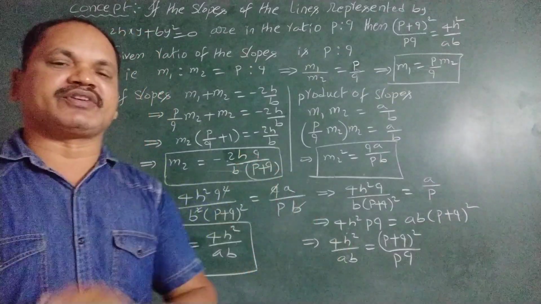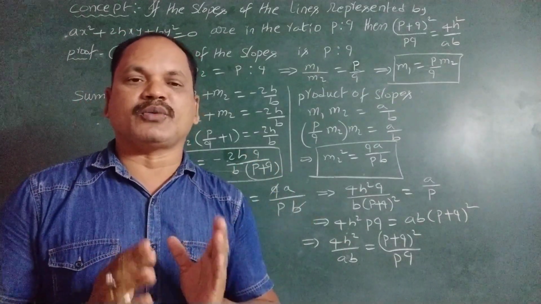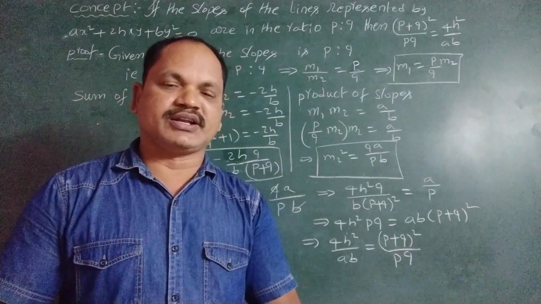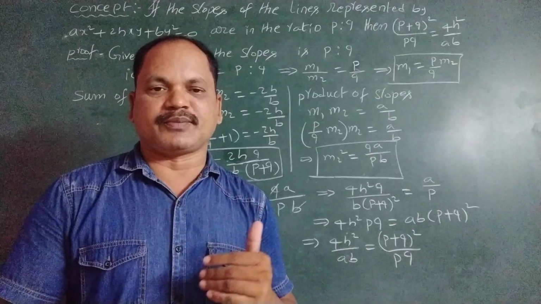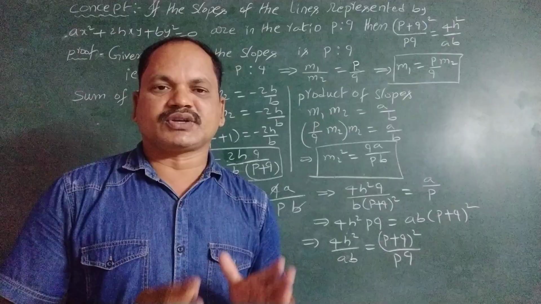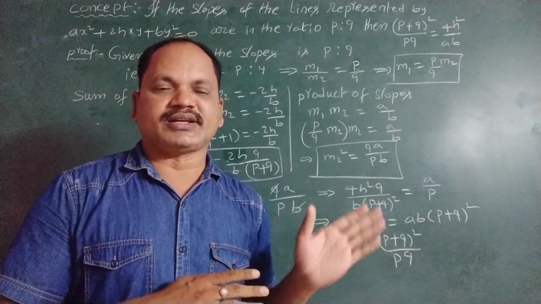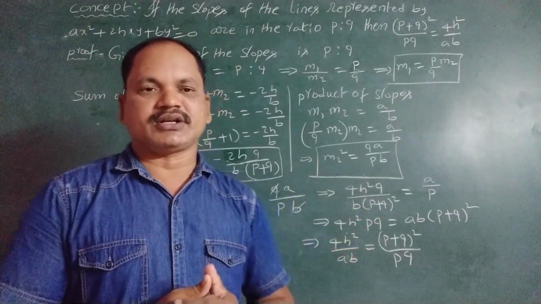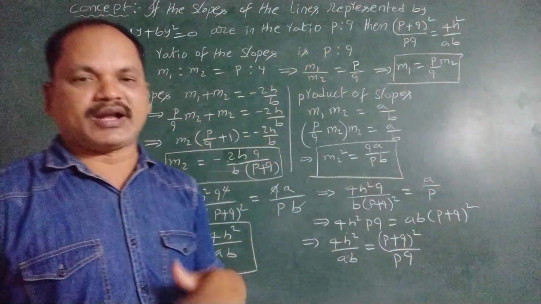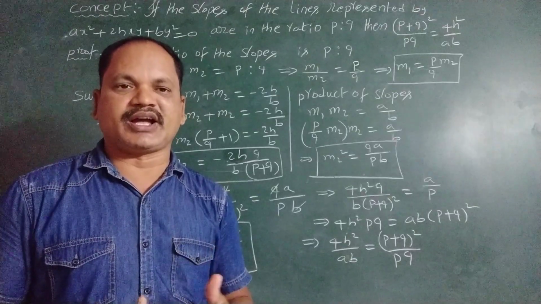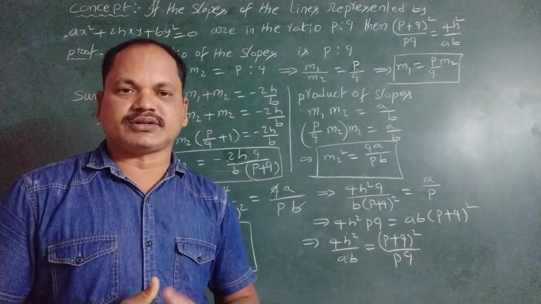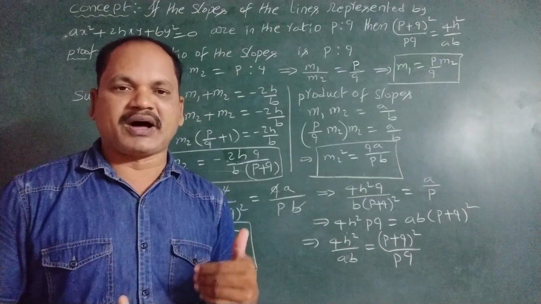Observe. From the given condition, ax square plus 2hxy plus by square is equal to 0 represents a homogeneous pair of lines equation, so it has slopes. The ratio of the slopes is given. What is the ratio of the slopes? That is p is to q. That's why we have to consider the slopes of the lines m1 and m2, since the given homogeneous pair of lines equation passes through the origin.